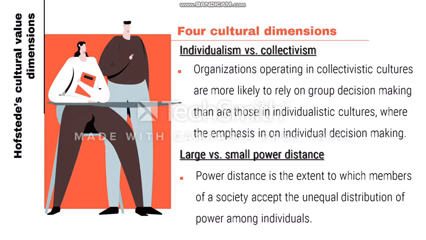The next is large versus small power distance. Power distance is the extent to which members of a society accept the unequal distribution of power among individuals. In large power distance societies, employees believe their supervisors are right even when they are wrong, and thus employees do not take any initiative to make non-routine decisions.